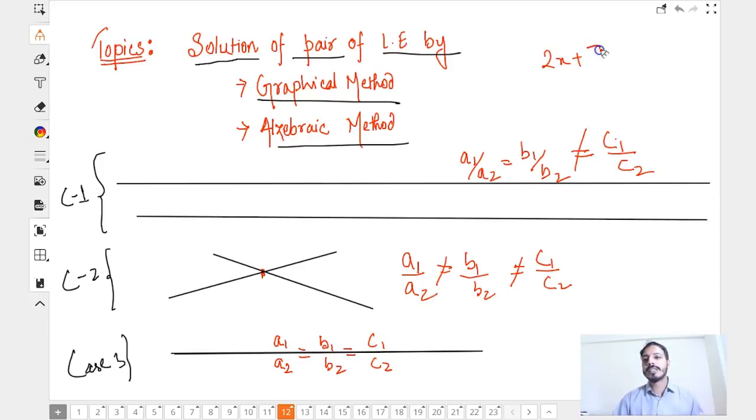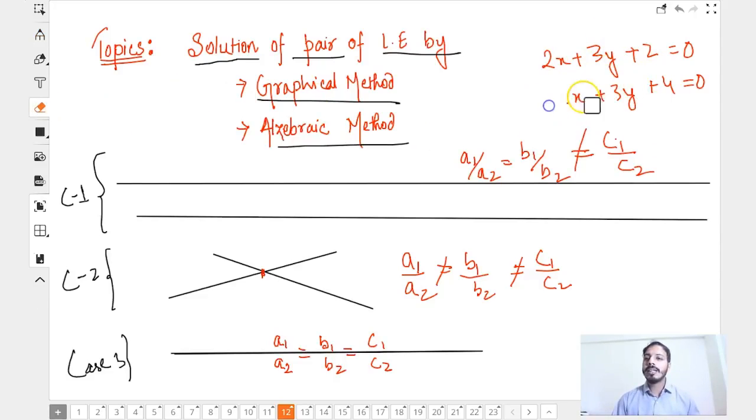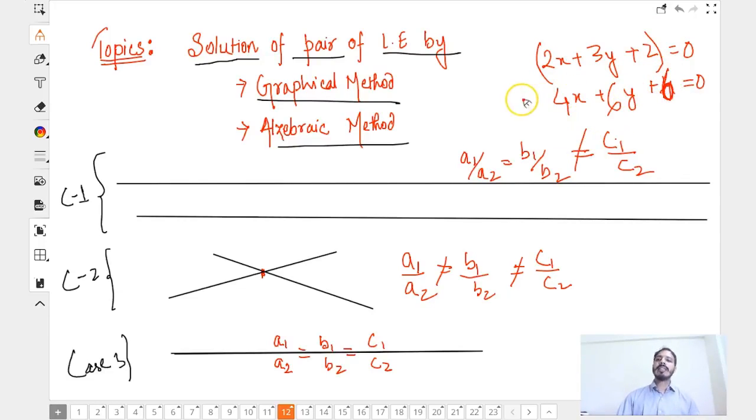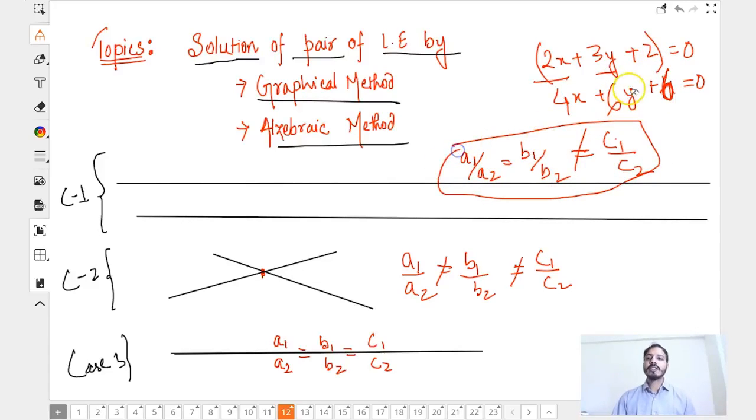So whenever you see equations like 2x plus 3y plus 2 equal to 0, and 2x plus 3y plus 4 equal to 0, you can understand that these two are parallel lines. Sometimes it might be in multiples also. For example, 4x and 6x, so if you multiply this equation by 2, or say this is 6. In this case, 2 by 4 and 3 by 6 are equal, so 2 by 4 is half, 3 by 6 is half. But 2 by 6 is 1 by 3, which is not equal to half. That means this is the parallel case. So these two will give you parallel lines.